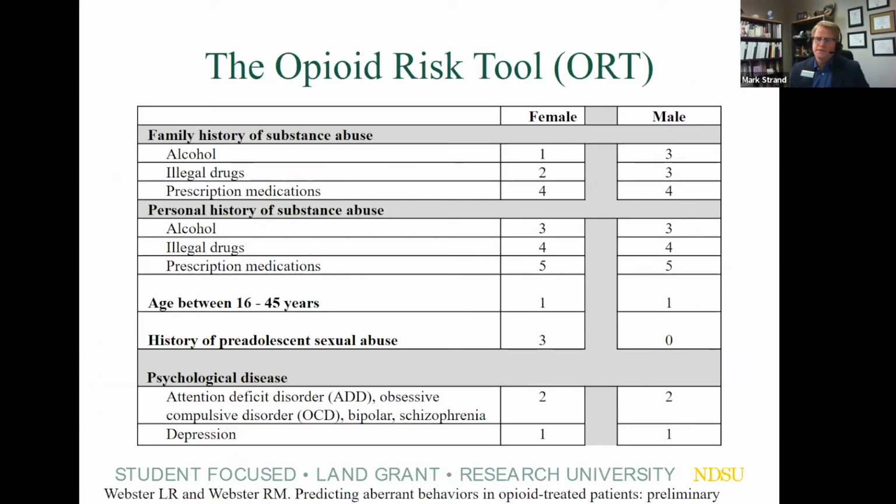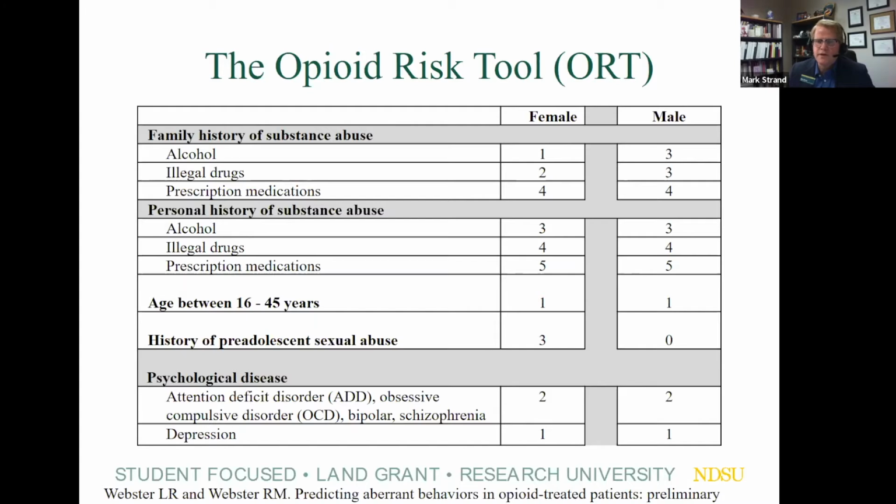So first, the evaluation of the risk of opioid misuse. This is the opioid risk tool, and this is not for evaluating that a person is currently misusing opioids. It's rather asking questions that have been shown through statistical testing to be highly predictive of opioid misuse.